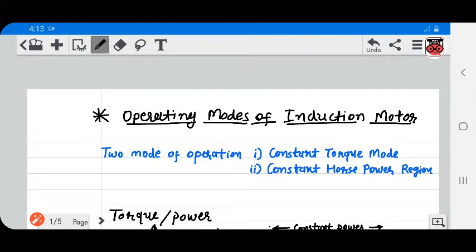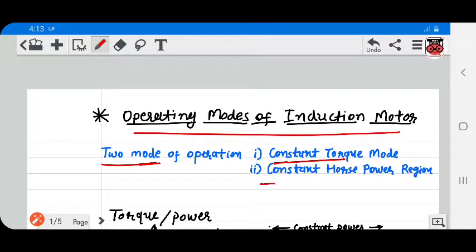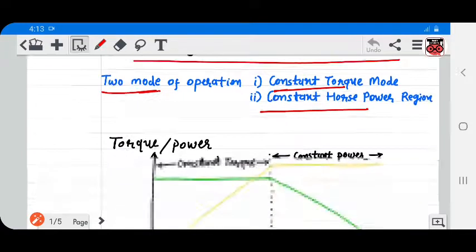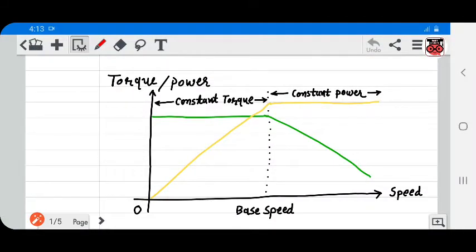Our today's first topic is operating mode of induction motor. There are two modes, constant torque mode and constant horsepower mode. In this graph, you can see the characteristic between torque or power and the speed. In that, you can observe this green line indicates the torque and this yellow line indicates the power.